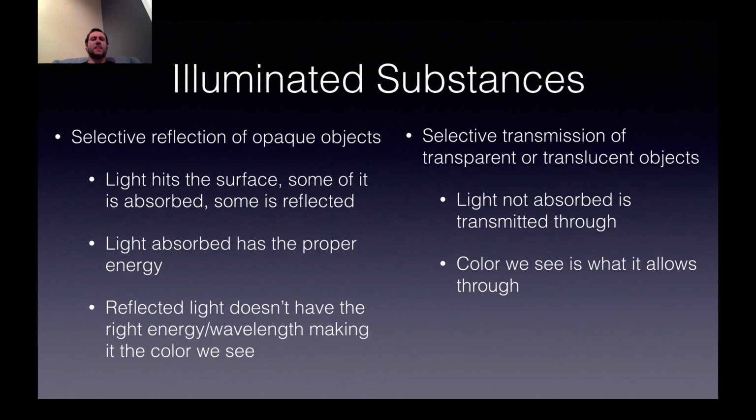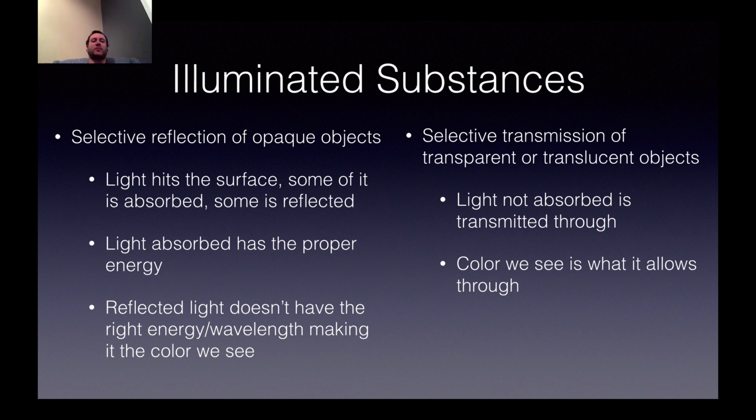So based on the behaviors and based on the types of substances, right, we can get either selective reflection or selective transmission. Now, a selective reflection only happens on an opaque object because opaque doesn't let any light through, which means all of that light is either absorbed or all of that light is reflected. So when light hits that surface, it's going to do one of those two. The light that is absorbed has the proper quantity of energy, right? So the quantized energy the light has is an acceptable amount that the material is going to absorb, and it's going to convert that energy to heat. The rest is going to be reflected.